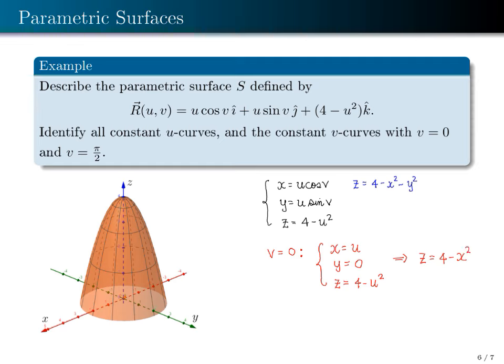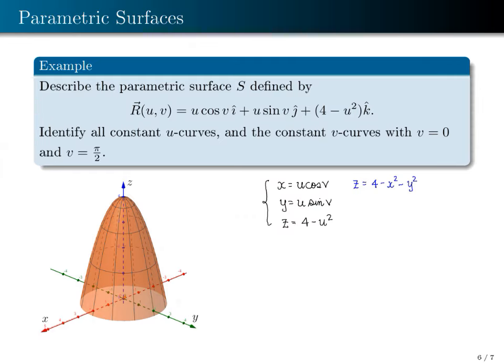The graph of the equation z equals 4 minus x squared with y equals 0 is the parabola z equals 4 minus x squared on the xz plane. Hence, the constant v curve with v equals 0 is the parabola colored teal on the left.